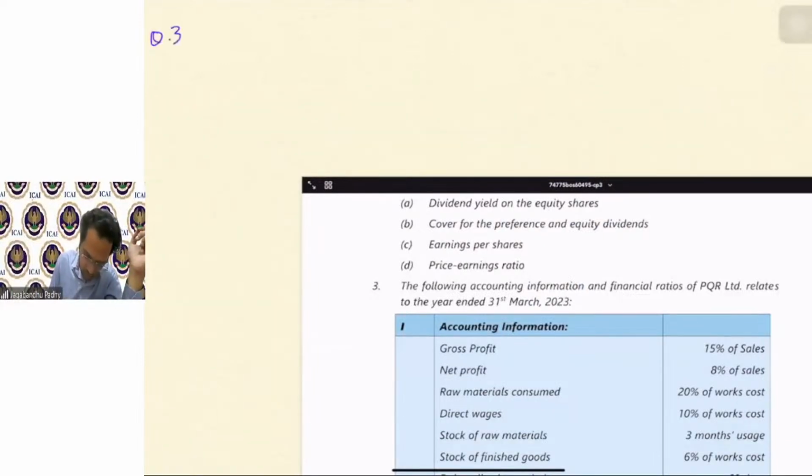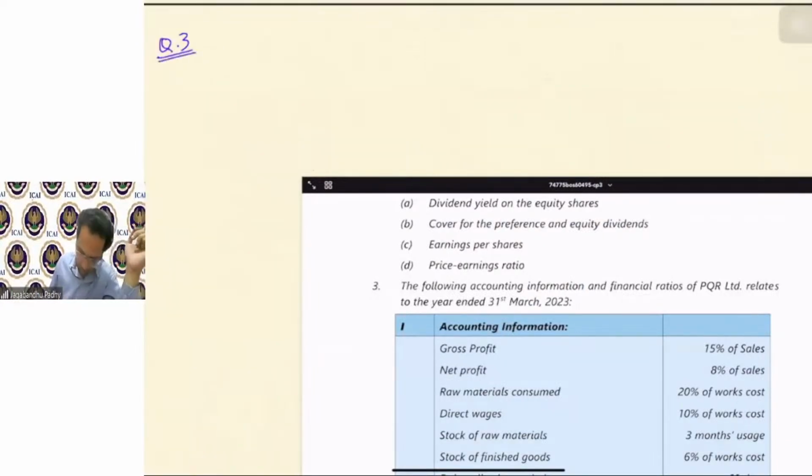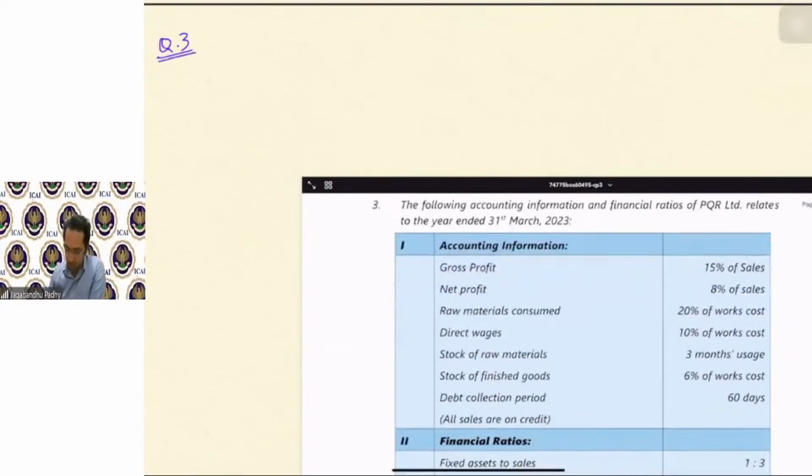So looking at question number 3. The following accounting information and financial ratios of PQR Limited relate to the year ended 31st March 2023. Gross profit is 15% of sales. Net profit is given as 8% of sales. Raw materials are 20% of works cost. Direct wages are 10% of works cost. Stock of raw material is 3 months' usage. Stock of finished goods is 6% of the works cost.